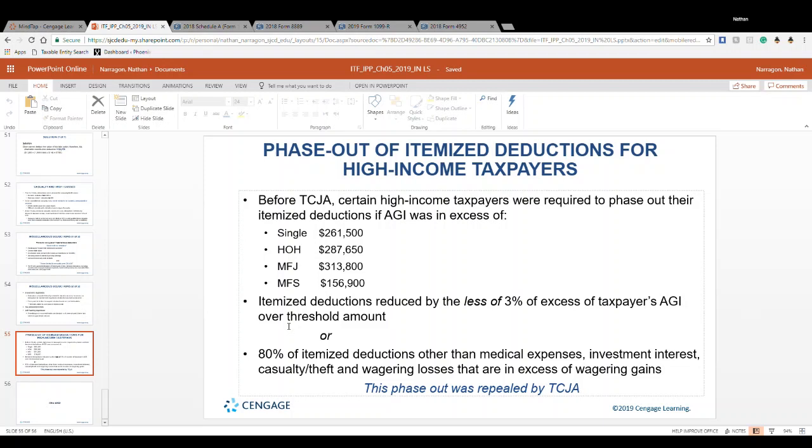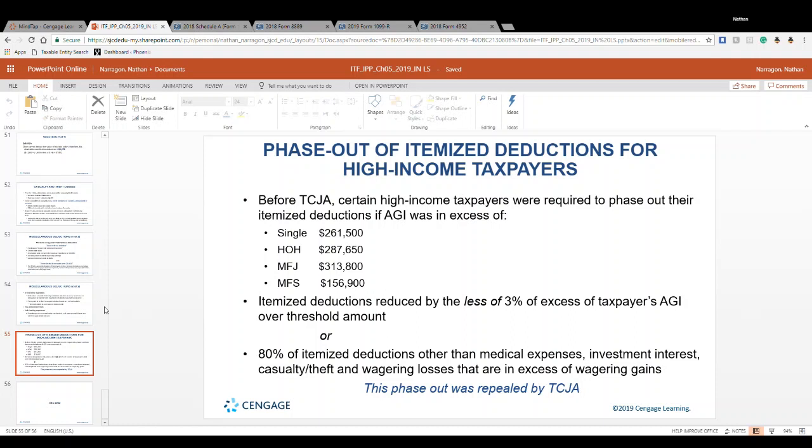The last little part that we have is something that was a phase out that has been repealed by the TCJA, as you can see right here. But before this year, there was actually a limit on your itemized deductions for high income. If their AGI was in excess of 261,500 for single, 287,000 for head of household, 313,000 married filing jointly, or 156,000 married filing separately, the excess of taxpayer AGI times 3% would basically be taken away from their itemized deductions. So we had to watch out for that with high income people, but that doesn't apply to most Americans.